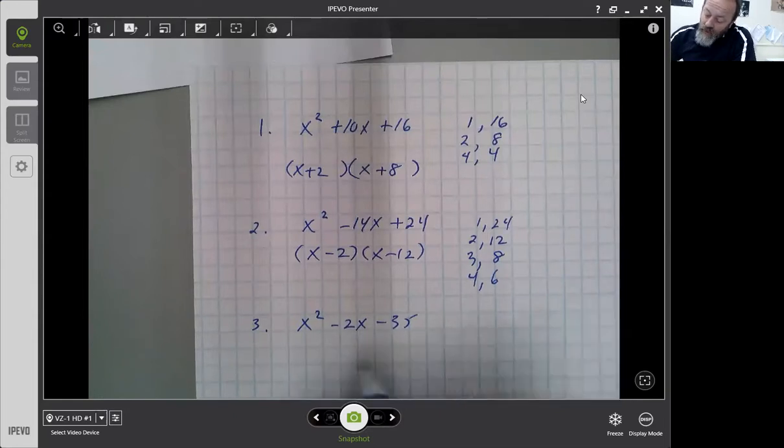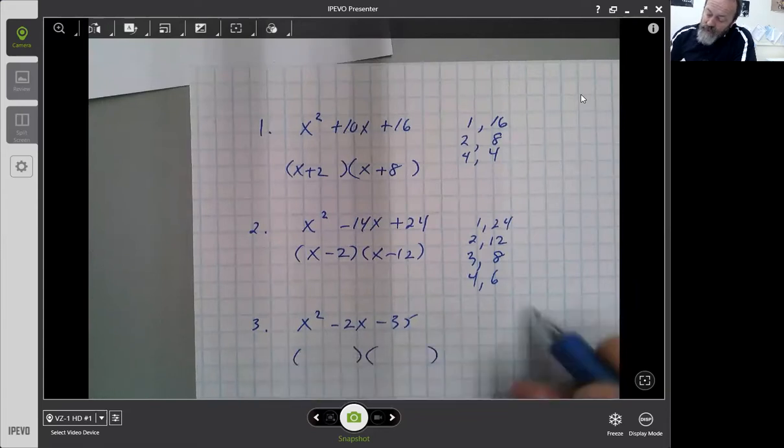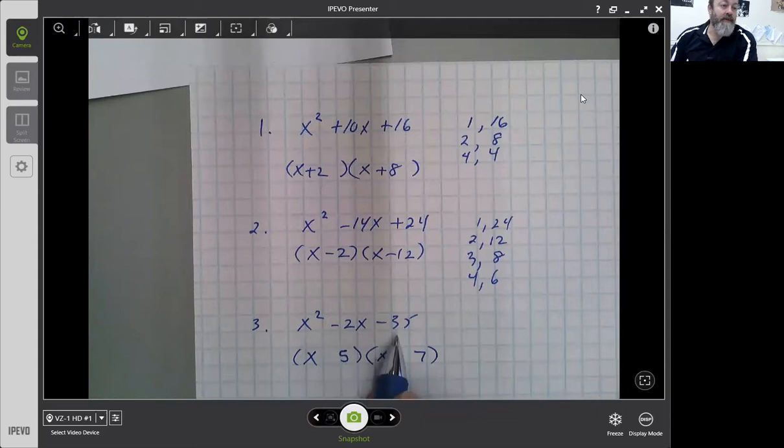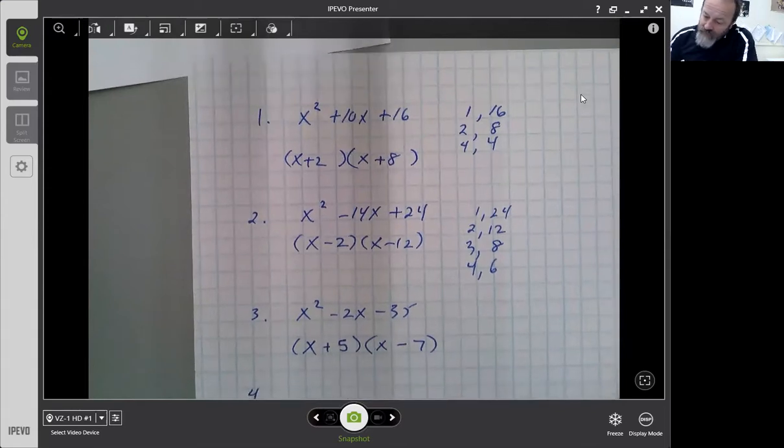So again, I'm not going to go ahead and make the list, but we could use 1 and 35. We could use 5 and 7, but I think everybody could kind of see very quickly that 5 and 7 would have a product of 35, and it would have a sum of -2 if the 7 was the negative. So this problem number 4 is the first one where I'm going to do the problem completely.